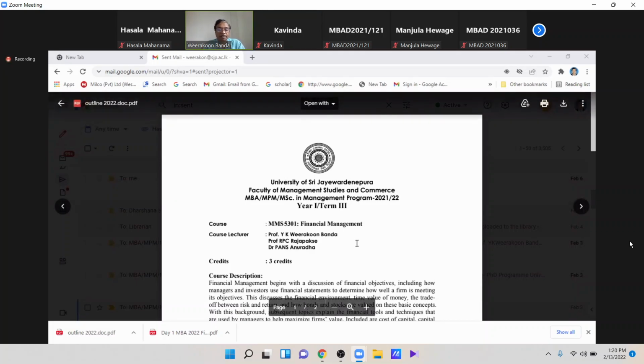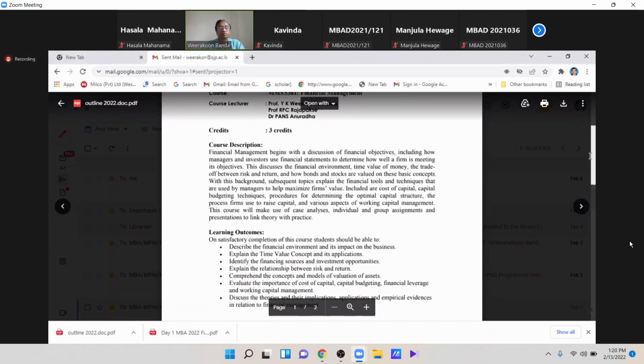The subject is financial management. So you can just read the course outline. Here it indicates that financial management begins with a discussion of financial objectives, including how managers and investors use financial statements to determine how well a firm is meeting its objectives.